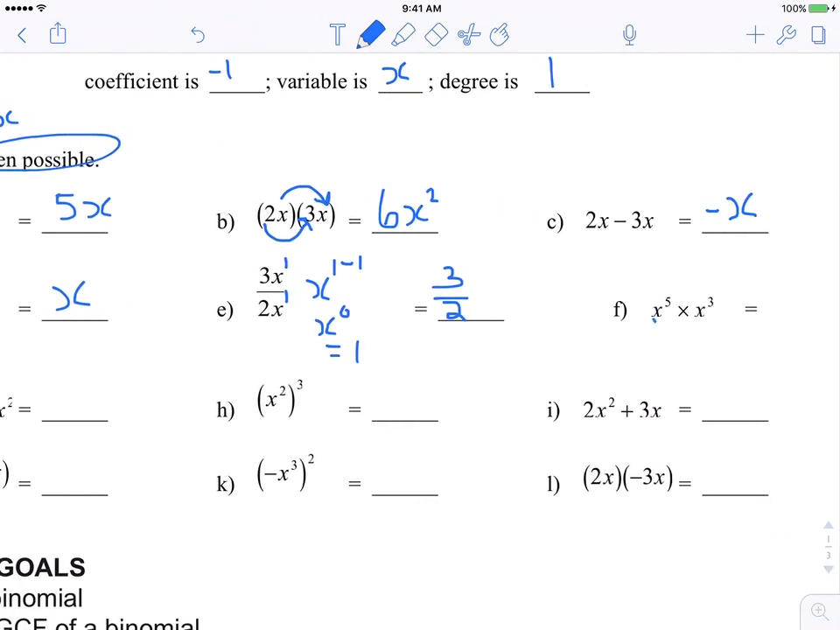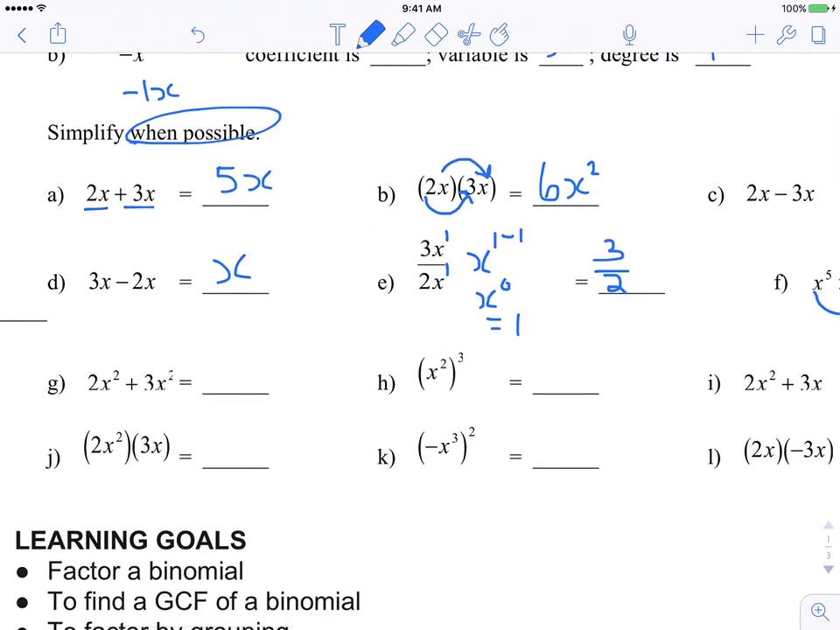F, when we're multiplying exponents, this is the product rule. X to the power of 5 times x to the power of 3 is x to the power of 5 plus 3. So we add those exponents together and we'll get x to the power of 8. Here we have addition. 2x squared plus 3x squared is 5x squared, because this is the same as this, we consider those like terms.